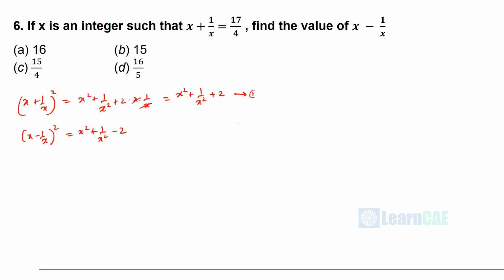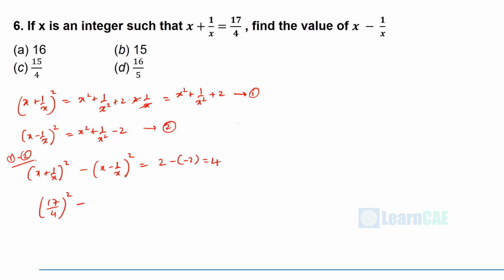Now we can subtract the second equation from the first equation. Therefore, x plus 1 by x whole square minus x minus 1 by x whole square is equal to 2 minus of minus 2. This is equal to 4 because here x square and 1 by x square will get cancelled. Now we shall substitute the value. x plus 1 by x is 17 by 4. That is, 17 by 4 square minus x minus 1 by x whole square is equal to 4. We shall rearrange here. 17 by 4 whole square minus 4 is equal to x minus 1 by x whole square.